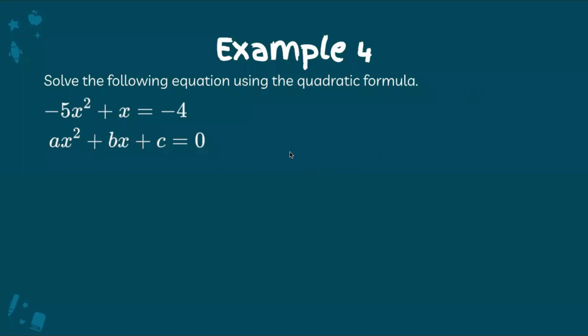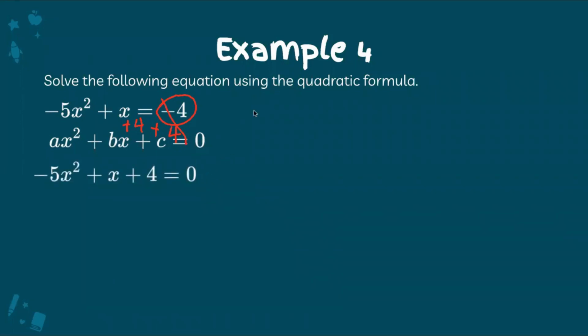Here is another equation that we can solve using the quadratic formula. We have negative 5x squared plus x equals negative 4. The form that we want our equation in is ax squared plus bx plus c equals 0. In this case, our equation actually isn't equal to 0, so we want to set our equation to 0 just by adding 4 to both sides. 4 would cancel, and you would get negative 5x squared plus x plus 4 equals 0.